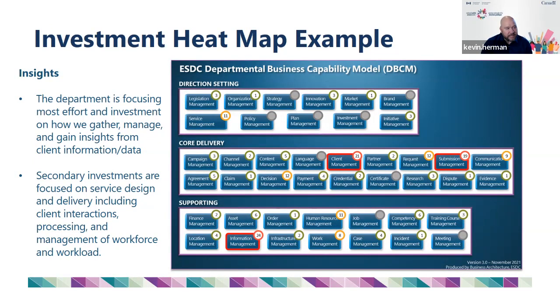So some examples of some heat maps that we might create within our context. Again, I talk about doing a lot of mapping to projects and looking at investments. This creates a view where we can look at where we are investing our time and compare that against where we want to be and what capabilities we want to develop. So where we see from our own organization, there's many investments that are happening from a client management, submission management, information management perspective, which tells me that we're really focusing on how we gather, manage, and gain insights from client information and data. So that is a very important part of the way we deliver services to Canadians. We also see many secondary investments, which are looking at client interactions, processing, and then management of workforce and workload. So how do we then support that service delivery?